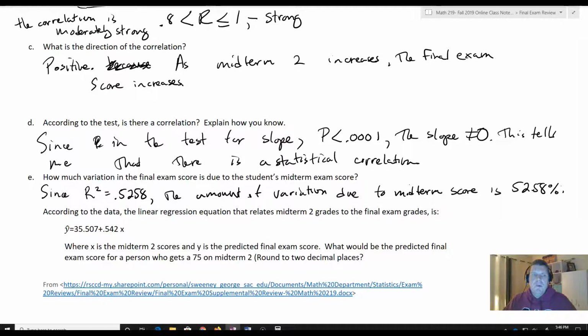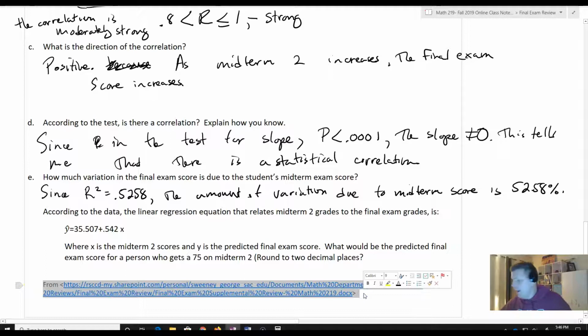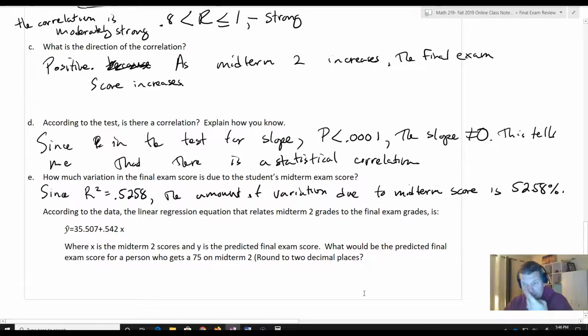What this tells me is that 52.58% of a student's final exam grade can be predicted just by knowing their midterm exam score. Okay, and how do we find that? It's R squared. That's called the coefficient of determination.